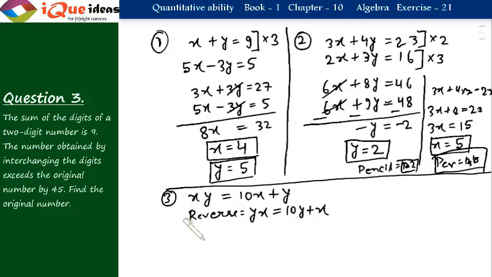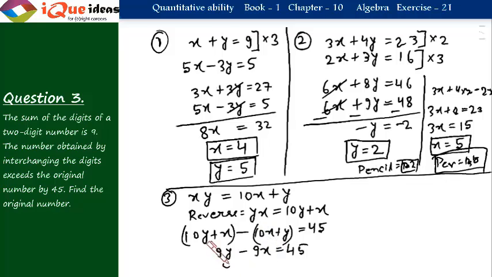And the question says that the number obtained by interchanging the digits exceeds the original number. That means 10y plus x minus (10x plus y). So the new number minus the original number is equal to 45. So if you open, you will get 10y minus y, that is 9y, and plus x minus 10x, so it is minus 9x, which is equal to 45. Now if you divide by 9, you will get y minus x equal to 5.